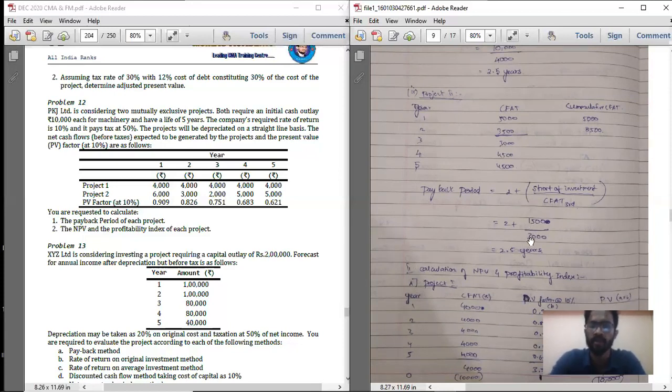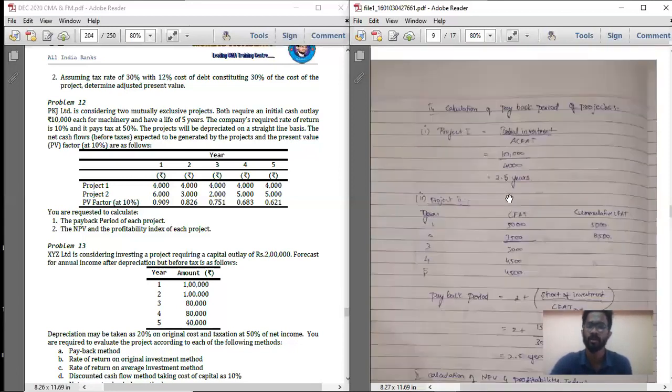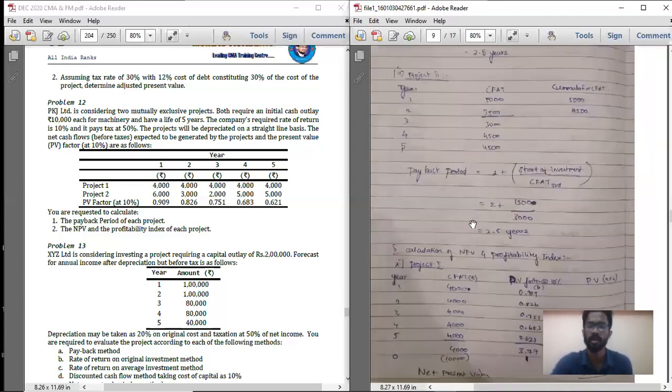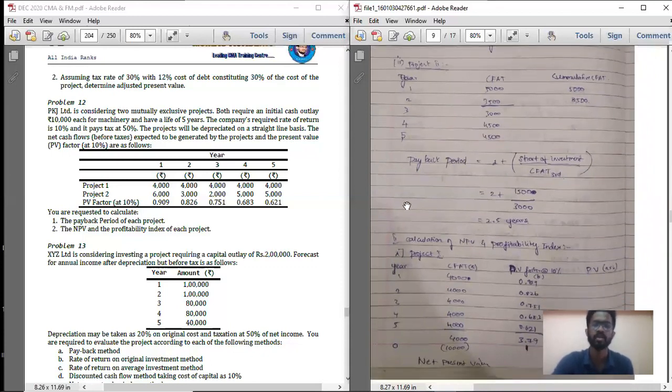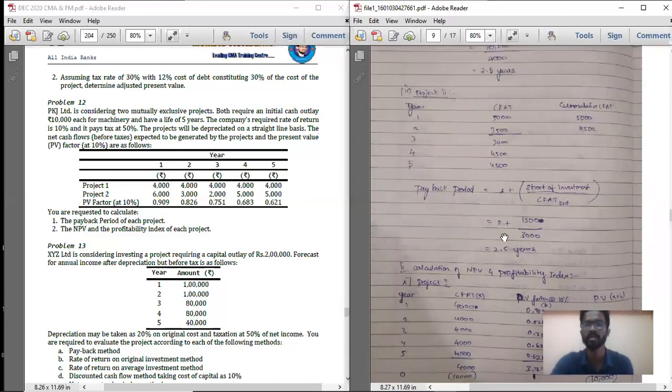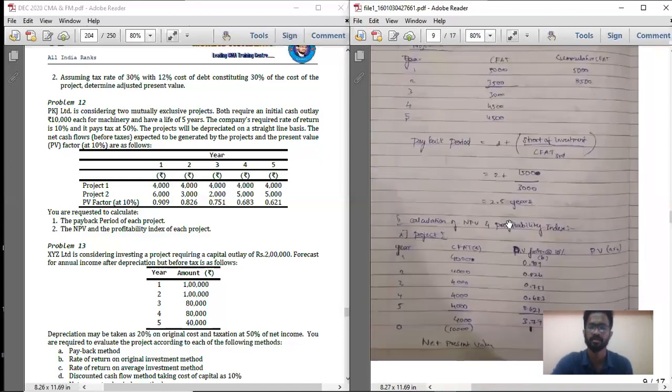1,500 divided by 3,000, you get 0.5. So payback period is equal to 2 plus 0.5, you get 2.5 years. So payback period for project 1 is 2.5 years, and project 2 is also 2.5 years. If they ask you to comment on the best option, then the payback period for both the projects is similar, so it is indifferent.